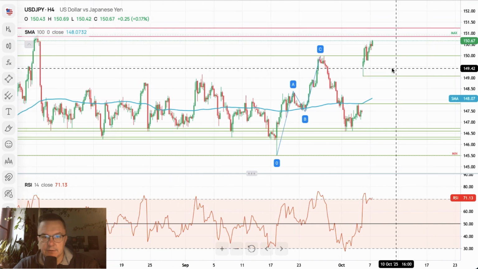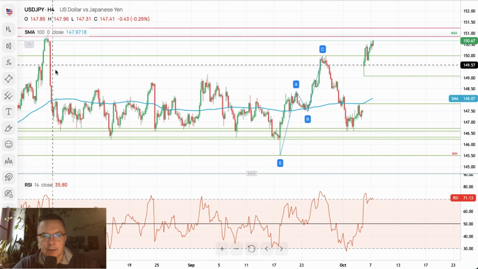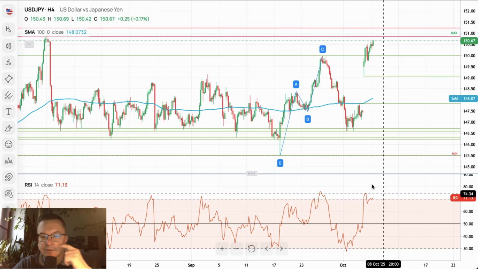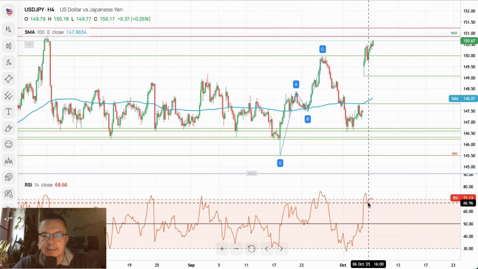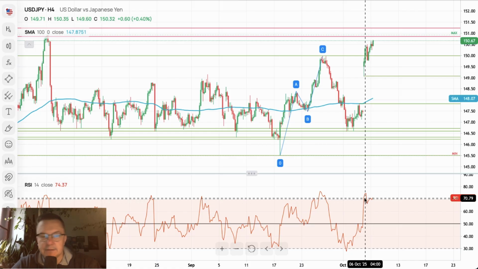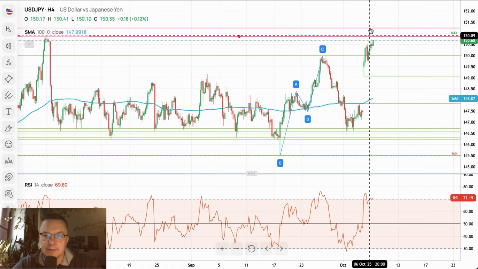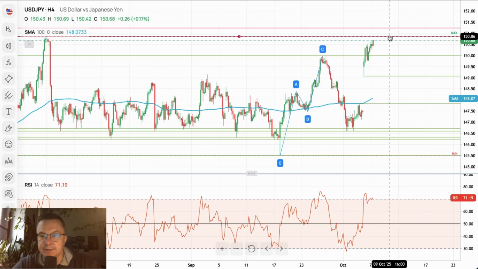Right now, let me just zoom out. This is the swing high, obviously, from August 1st, 2025, so we might be on the highest level in 2 months on the US dollar versus the Japanese yen soon, despite the fact that we are trading during extremely overbought market conditions. Pullbacks are very narrow, so definitely the bulls are going to hit this supply zone, test it, and then we will see what will happen next.